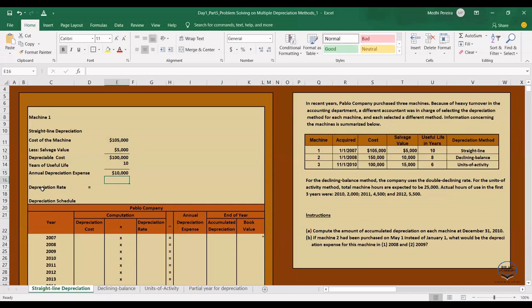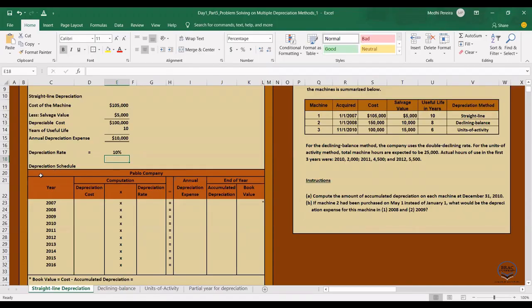So we have $10,000 here. And in order to get the depreciation rate, what we do is just use 100% divided by 10, and that equals 10%.